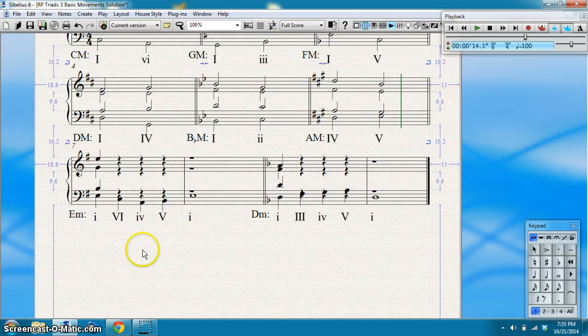So what I'm going to do is I'm going to part write the 1, 6, 4, 5, 1, and then I'm going to let you try 1, 3, 4, 5, 1 and see if you can get an answer like I'm doing. Okay, so in E minor we need E, G, B, and E, which we have here in open spacing, and Do in the soprano. So E, C, A, B, E is our bass for 1, 6, 4, 5, 1.